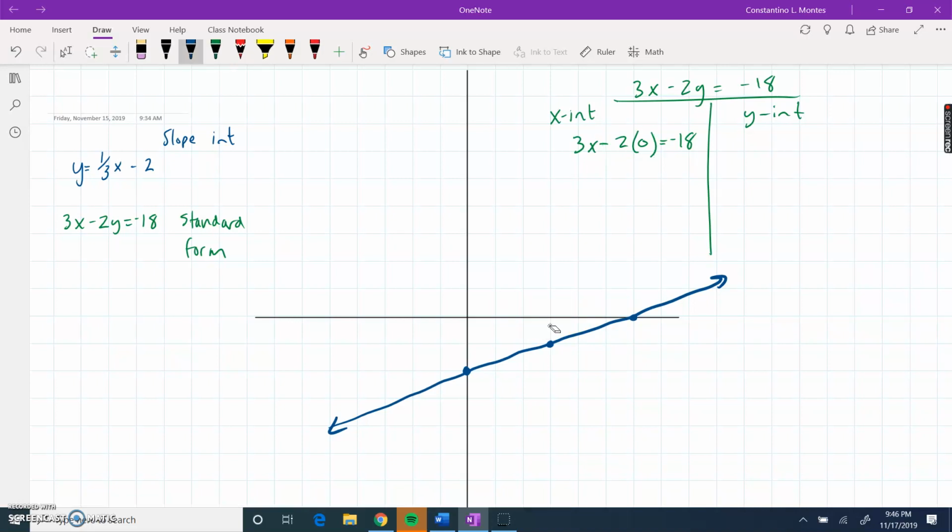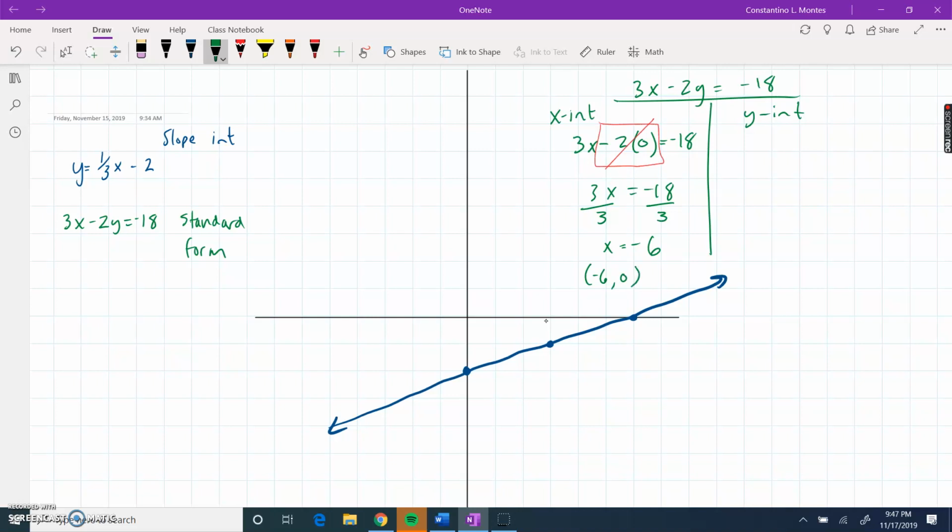So this right here, let's do that in a different color. This whole thing right here is going to get crossed out. -2 times 0 is just 0. I'm left with 3x equals -18, divided by 3. X equals -9. So I cross the x-axis at, well, that is not true, at -6. So I can write this as -6, 0.